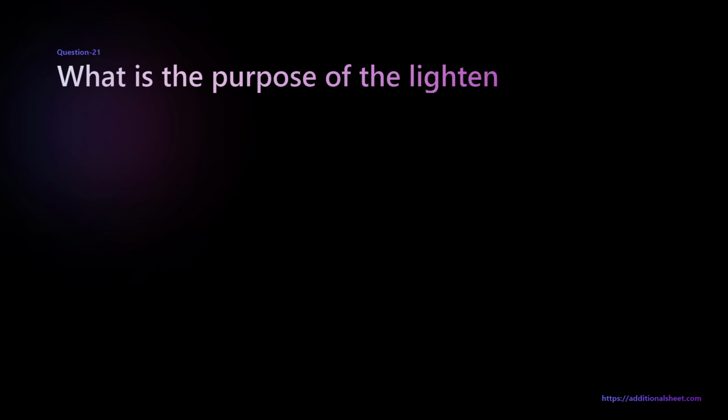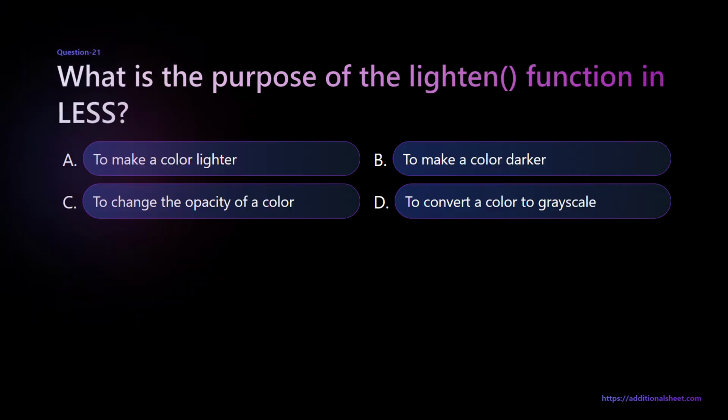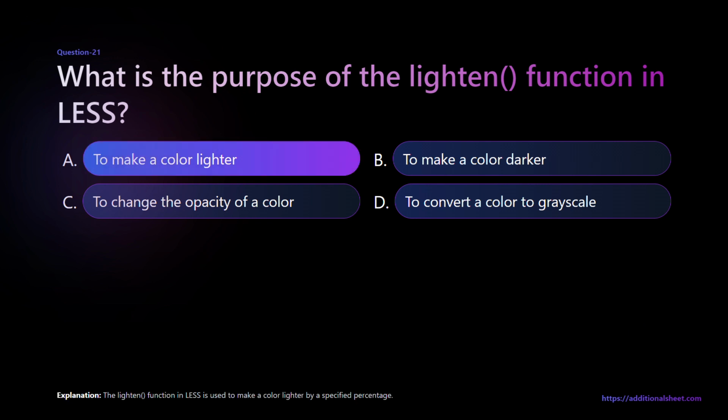What is the purpose of the lighten function in Less? Option A, to make a color lighter. Option B, to make a color darker. Option C, to change the opacity of a color. Option D, to convert a color to grayscale. The correct answer is option A, to make a color lighter.